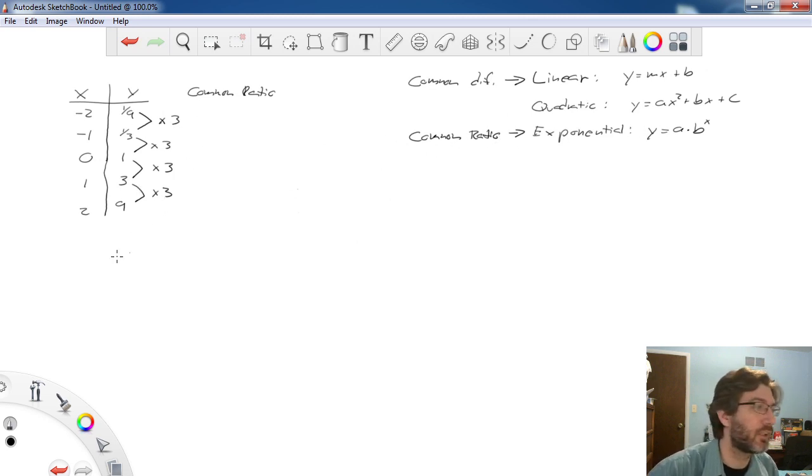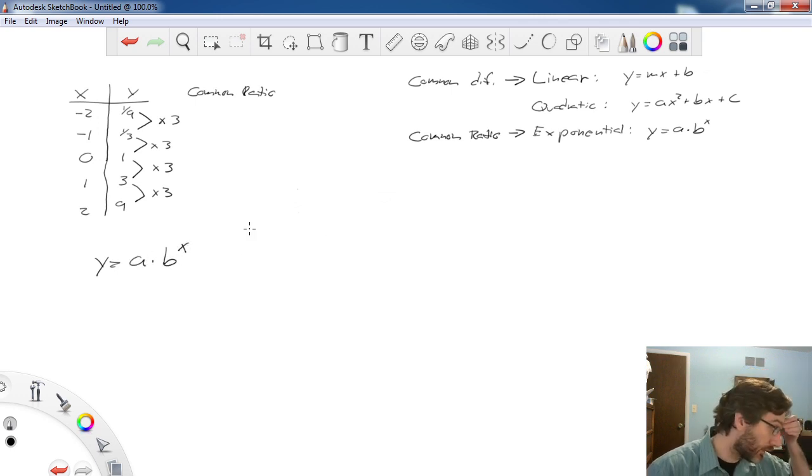So you're thinking y equals a times b to the x. Now, you got to fit it to this equation. So what you're going to do is you're going to plug in your common ratio as, let me just double check, I think it's the b value.